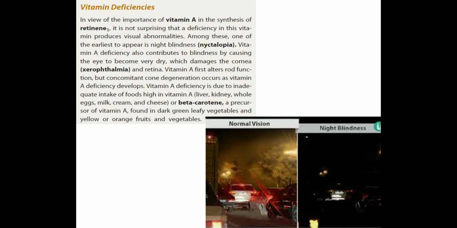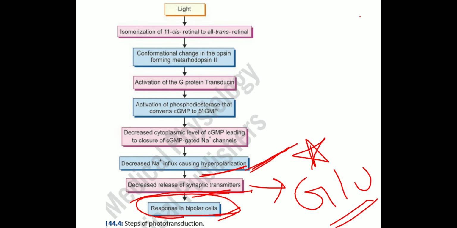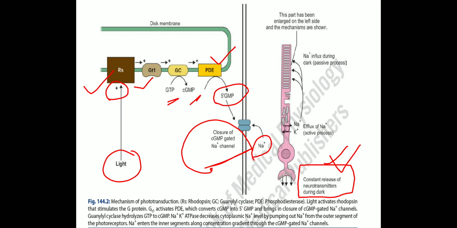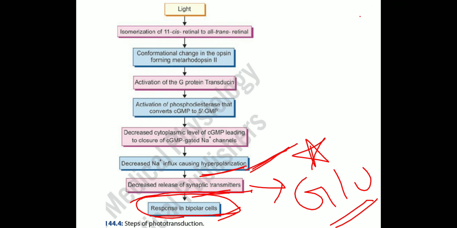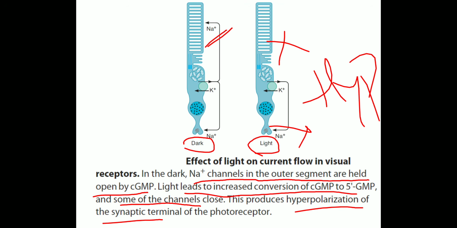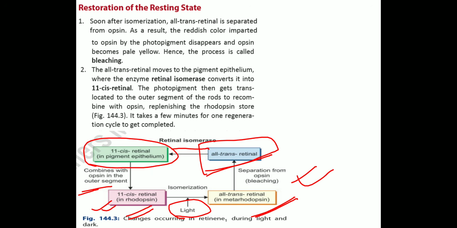So we have discussed vitamin A deficiency. The most important part of today's class was this flowchart, the mechanism of phototransduction and how it takes place. This flowchart explained the previous diagram, the steps of phototransduction, and what happens in the dark and what happens in the light. Then comes the changes during light and dark, and how these changes take place.